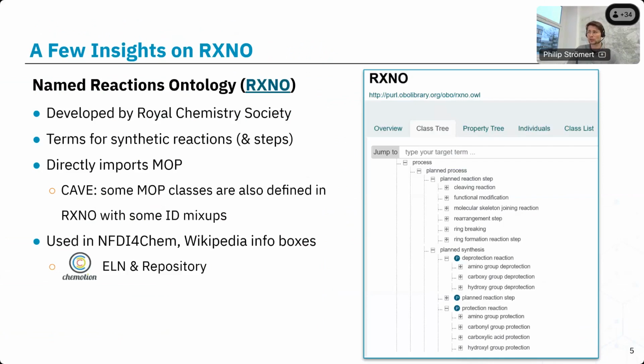It is used in Wikidata or Wikipedia info boxes, but for us, it's of interest, for example, in the Chemotion repository and electronic lab notebook, because there it is used to classify the reactions that are dealt with in ELN and repositories. And yeah, as I said, we have to resolve the issues with the mix-up between MOP and Rxno, and we would also like to migrate this to an ODK-based setup.